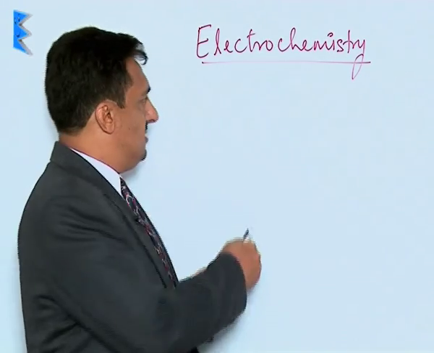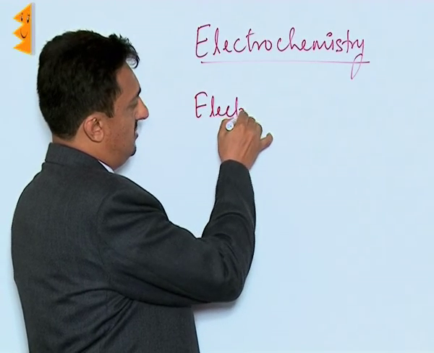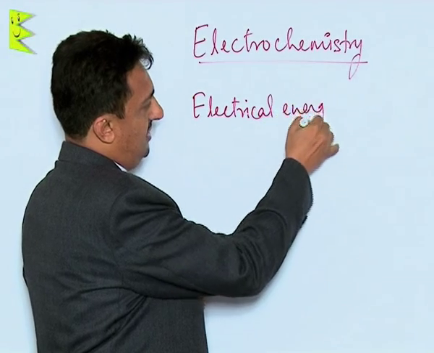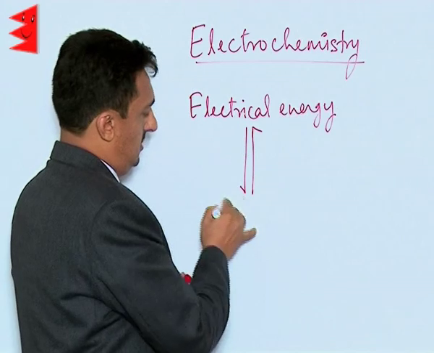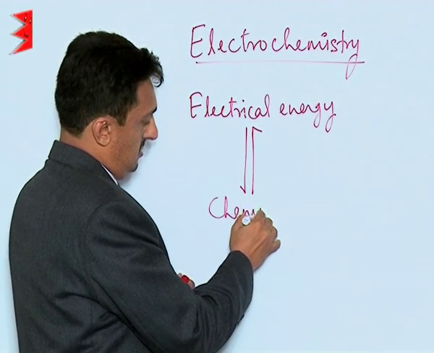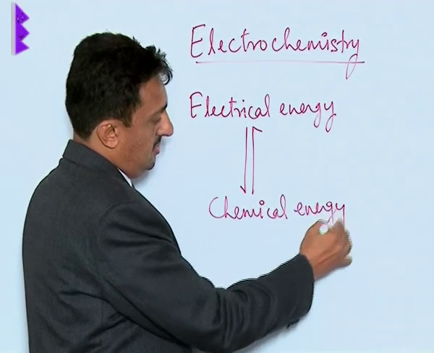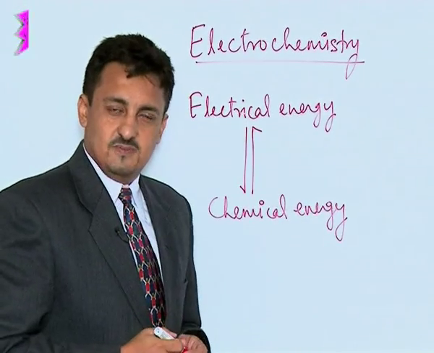So the basis of this chapter is the study of how electrical energy is converted to chemical energy and how chemical energy is converted to electrical energy.